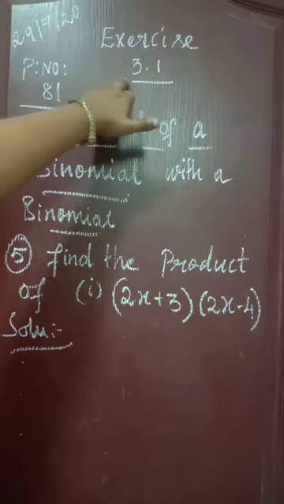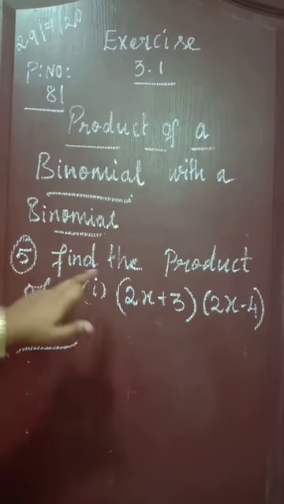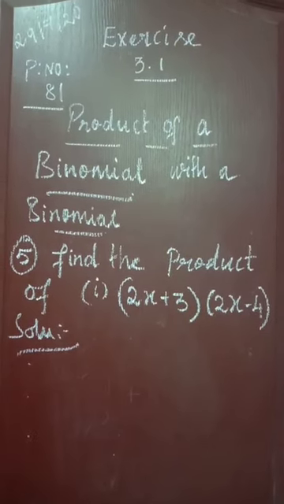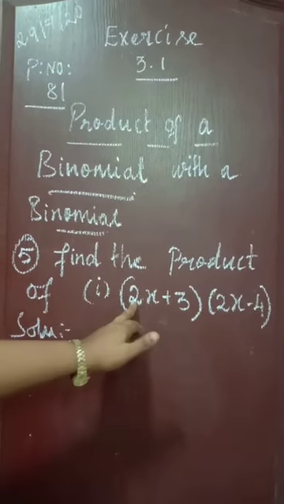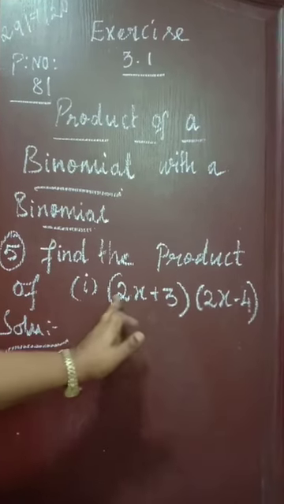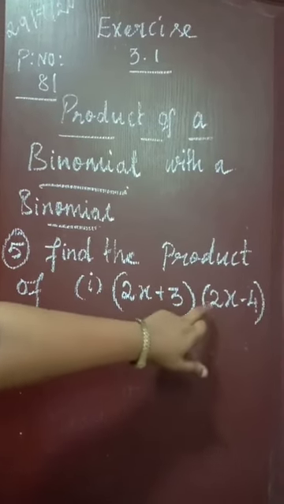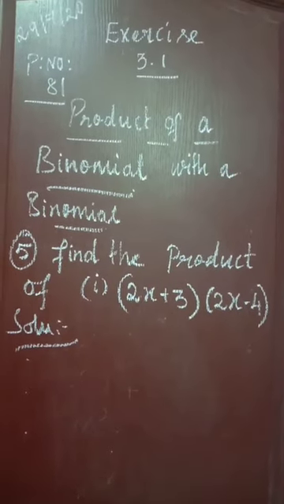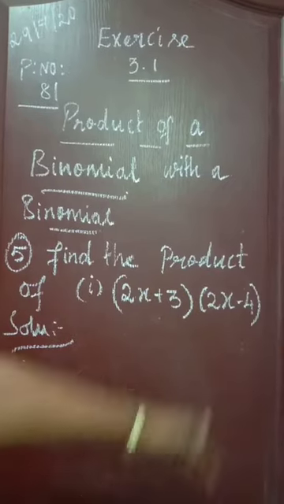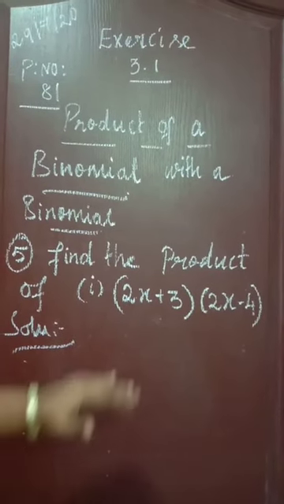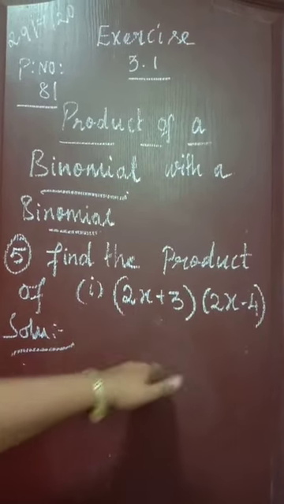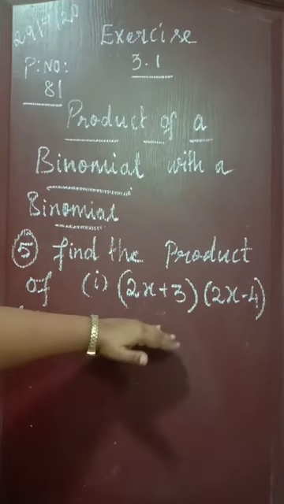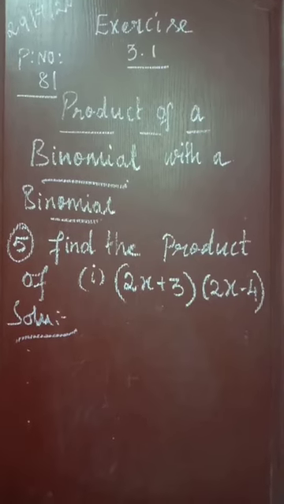So exercise 3.1, fifth sum: find the product of 2x plus 3. How many terms are there? Yes, 2 terms. One is 2x, another one is 3. So 2x plus 3 multiplied with 2x minus 4. Here how many terms? Yes, 2 terms. So we multiply a binomial with a binomial. An expression consisting of 2 terms is called a binomial.